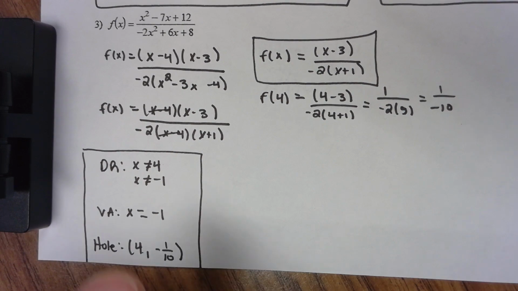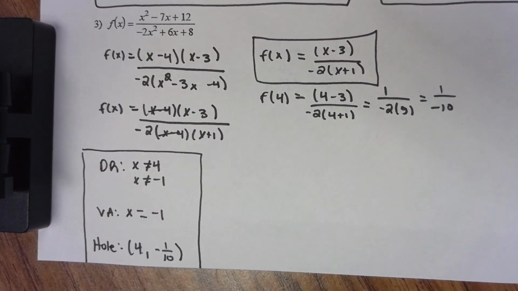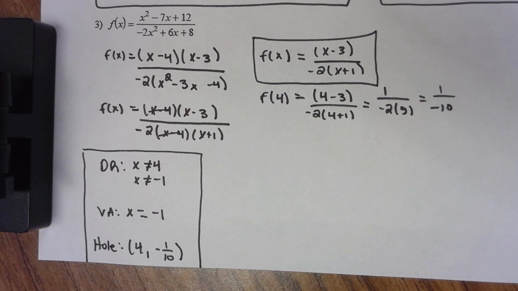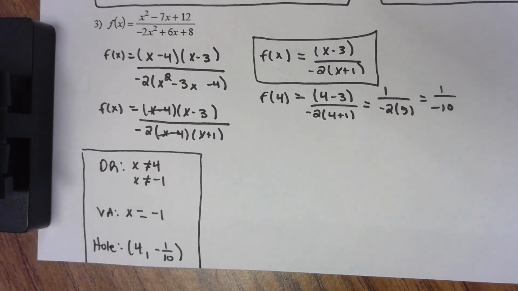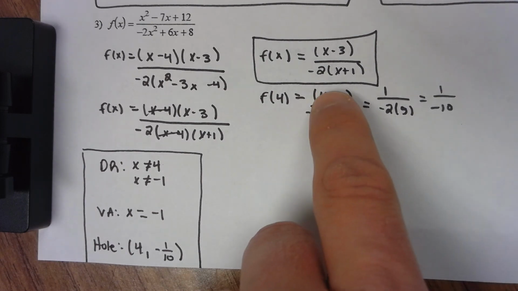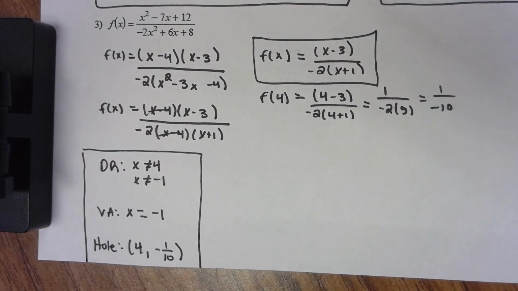X minus 4, x minus 3, and then -2, x minus 4, x plus 1. My restrictions come from what makes each factor equal to 0. So x minus 4 tells me that x cannot equal 4. X plus 1 tells me that x cannot equal -1. Then those x minus 4s divide out, giving me my simplified equation of x minus 3 divided by -2 times x plus 1. Since the x plus 1 survived all the canceling, that means there's a vertical asymptote at -1.